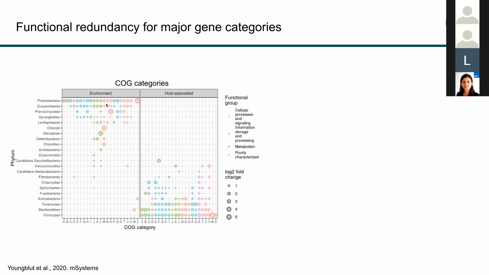But interestingly, for certain phyla, it really was enriched in just the environment or in the host. And it was all COG categories, like Bacteroides and Firmicutes here. And this suggests that the same functions are going on in both environments. Both environments are selecting for these functions. It's different taxa that are mainly doing it, especially for, say, proteobacteria versus Bacteroides and Firmicutes.